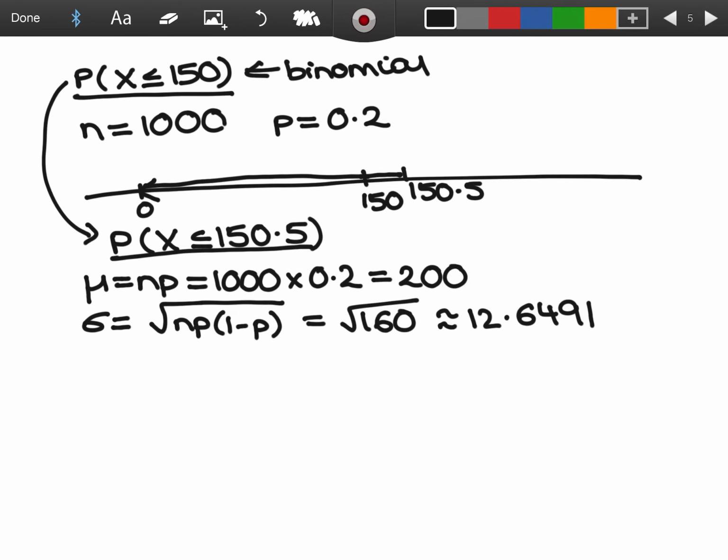What you could do is type in a very, very large negative number, okay? So you could say that your lower bound is something like -1,000,000 or something. That would work. It would work in your calculator and give you a decent answer.